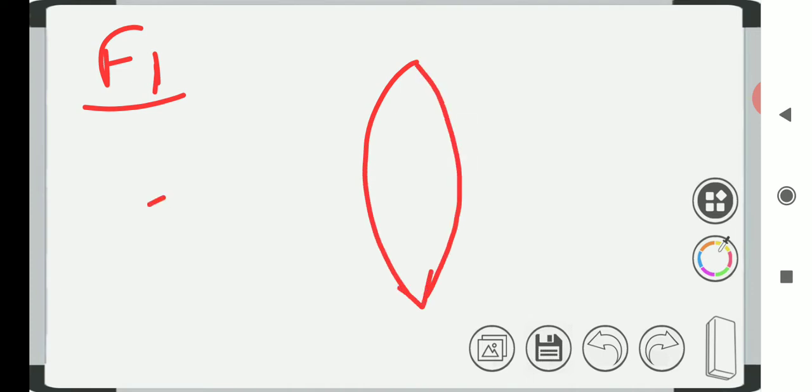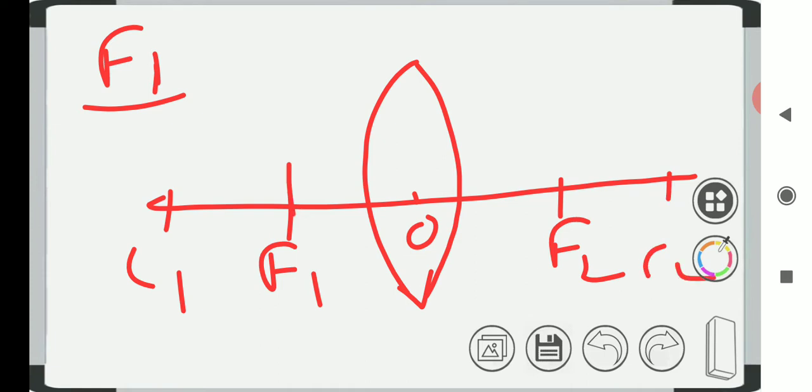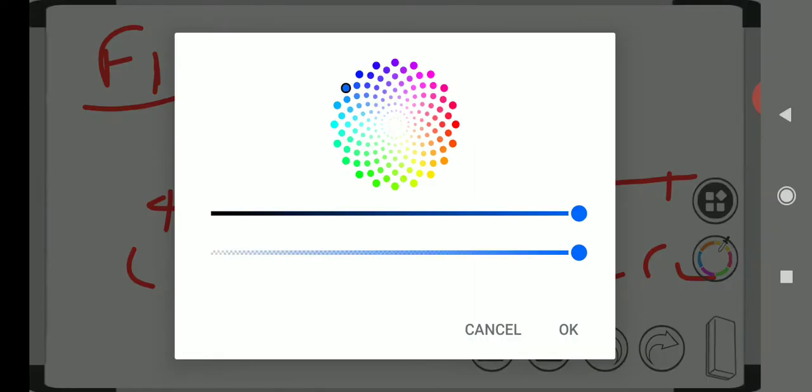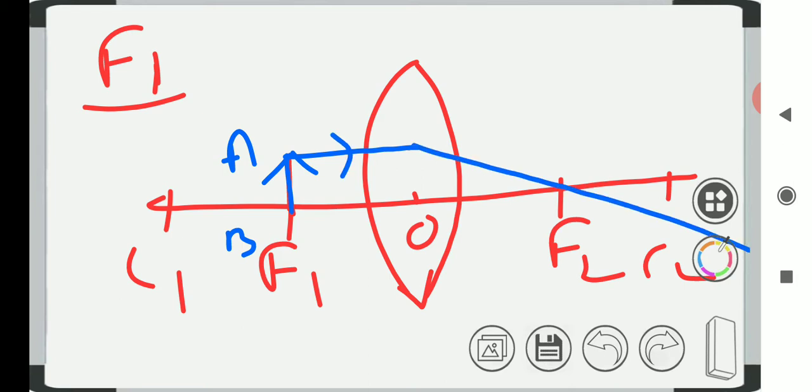The third case is when the object is at F1, that is, when the object is kept at the focus point. This is F1, this is F2, C1, this is C2. When the object is placed at F1, this is F1 AB, a ray of light parallel to the principal axis passes through the focus point, and the second ray that we consider here is a ray of light passing through the optical center. Then they will intersect each other at a point, and this point lies away from the second center of curvature.